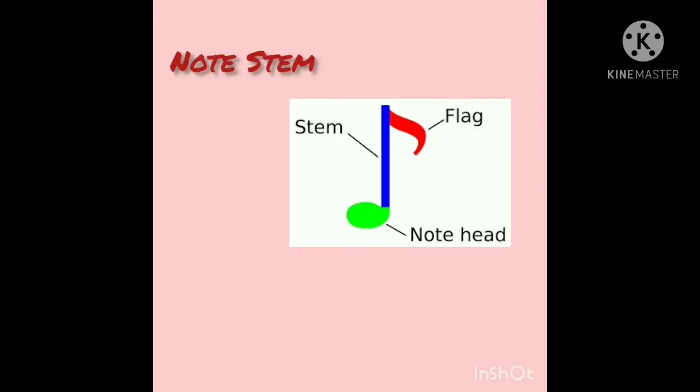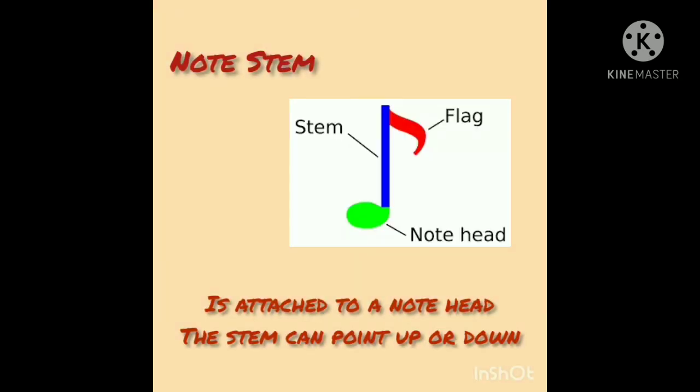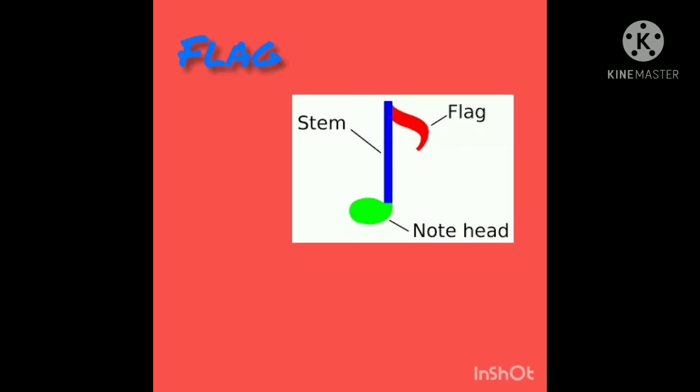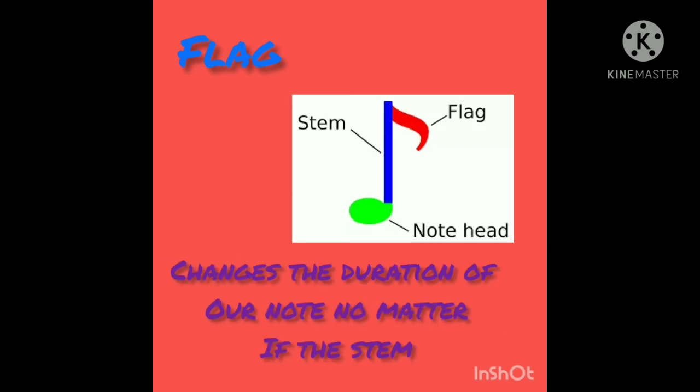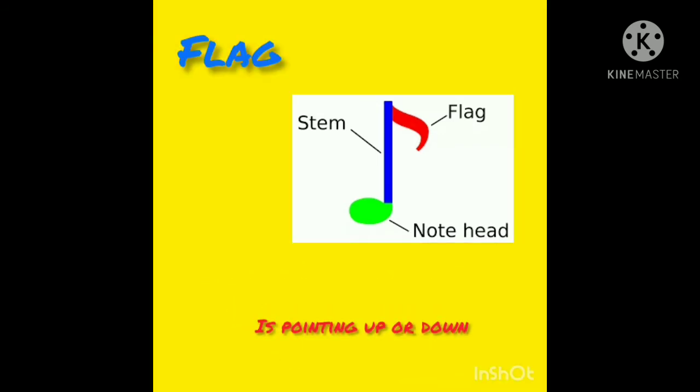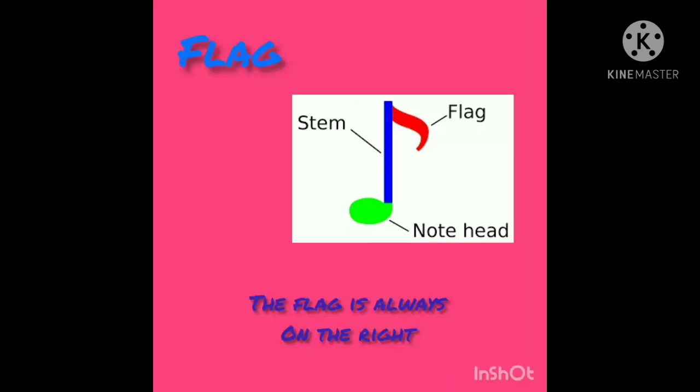Note stem. A note stem is attached to a note head. The stem can point up or down. The direction does not change which pitch is being performed. A flag changes the duration of our note no matter if the stem is pointing up or down. The flag is always on the right.